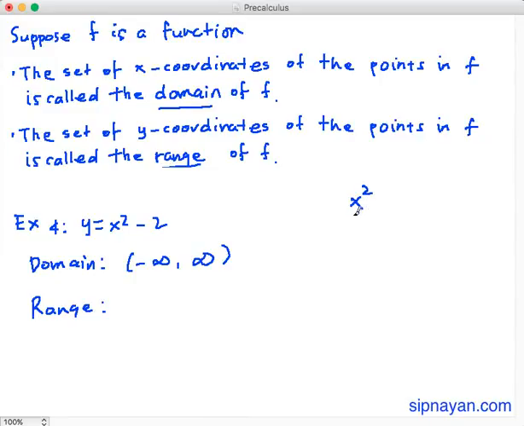Pag positive, positive siya. Pag 0, 0. Diba? Pag negative, positive din. Pag negative yung number, positive. So, ibig sabihin, pinakamababang value nito is 0 for any x. So, pag 0, ito ang pinakamababa mo. Ang pinakamababa mong y, pag kinumpute mo na 0 minus 2, is negative 2. So, y such that y is an element of real numbers and y is greater than or equal to negative 2. Okay? Yan yung range natin.